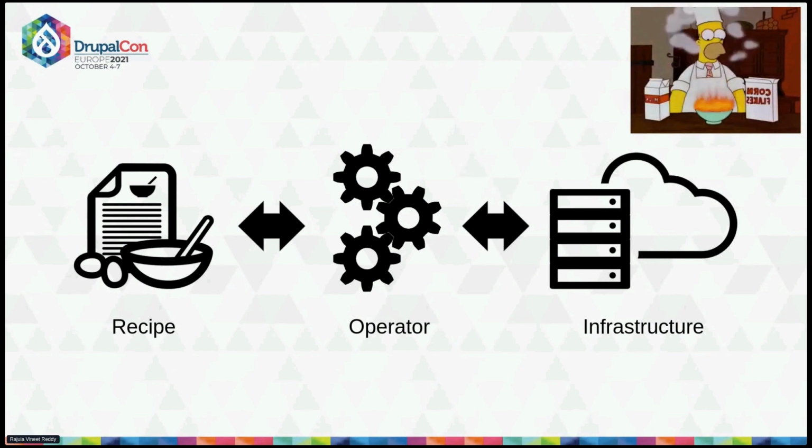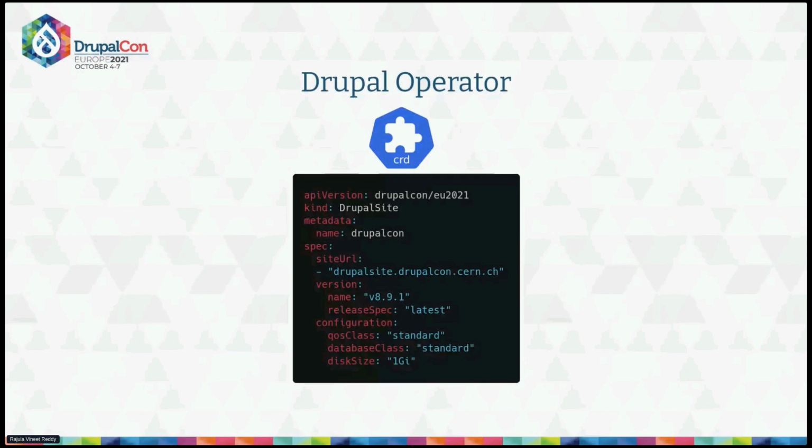Let's see an example of how a recipe looks. So here we have a simple recipe on a website. We can see from the recipe that a name has been given, and also we have some specifications. We have defined the site URL, we have defined the version, and if we want, we can set a specific configuration based on the Drupal site needs.